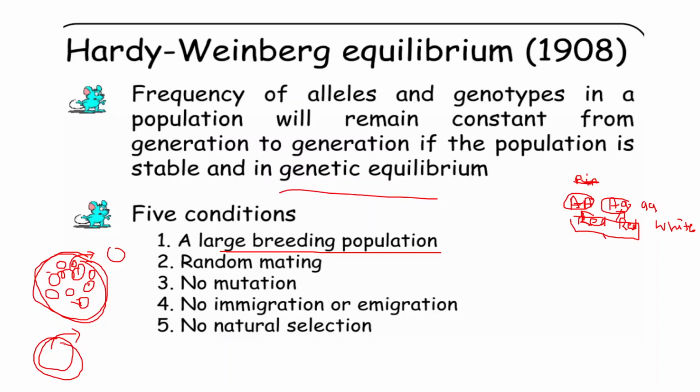The second condition is random mating. In normal conditions, let's see with humans. In humans, suppose the gene is height. There are two traits: one is tall, and one is short.